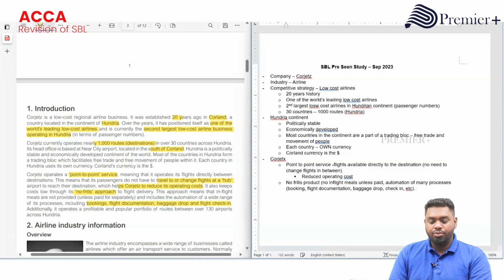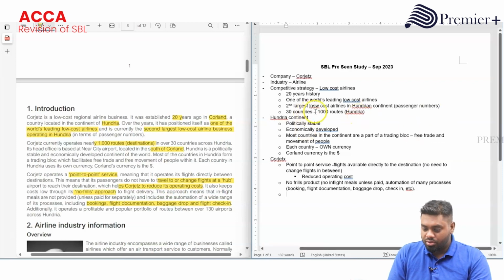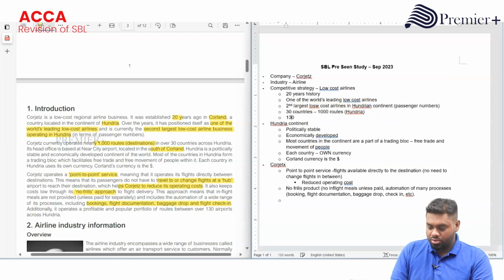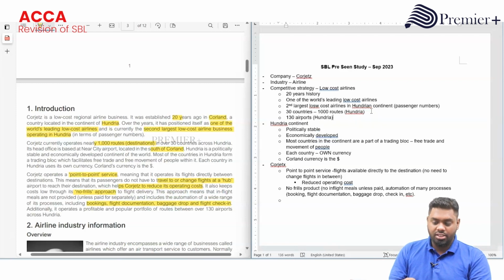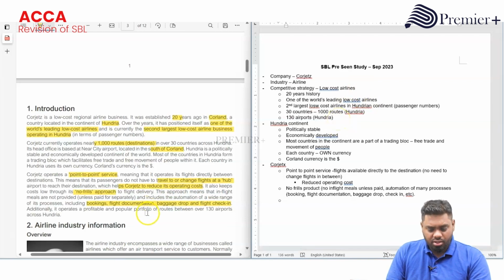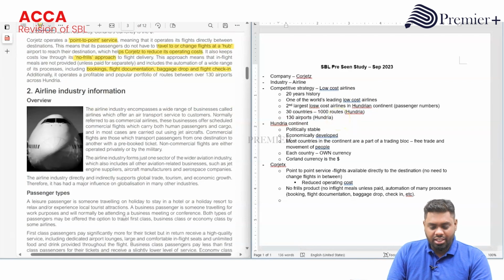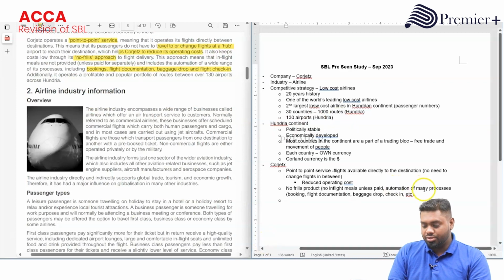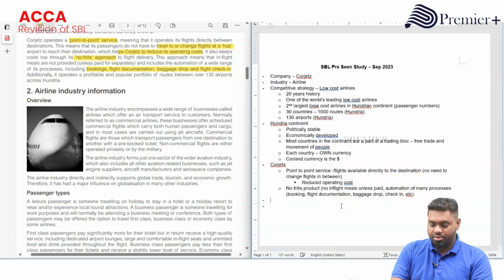Additionally, it operates a profitable and popular portfolio of routes between over 130 airports across Hungary. So 130 airports across Hungary. I have inserted that in the above section. So next is airline industry information. So next is information about the industry.